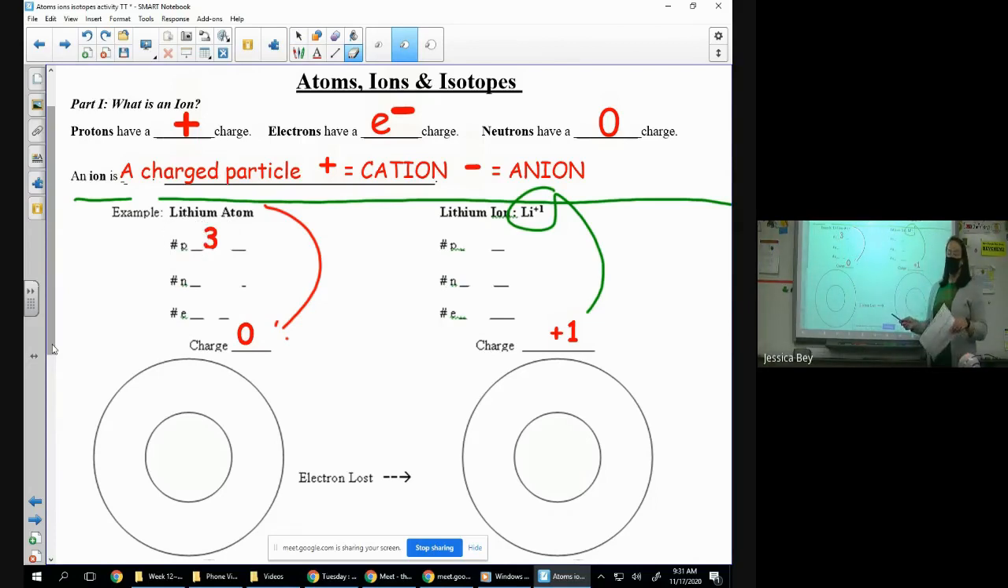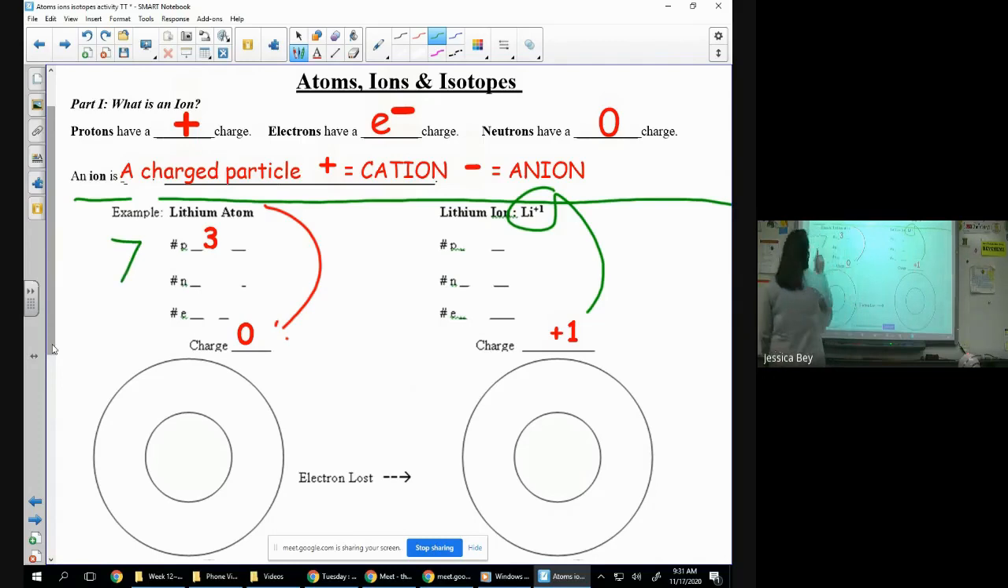We might as well just go with mass next because I see some neutrons. Looking on your periodic table at lithium, rounding to the nearest whole number, what is his mass? 7. Very good. What 2 things are involved in mass? Protons and neutrons. So in order to get to 7, how many neutrons does this lithium atom have? 4. You're with me.